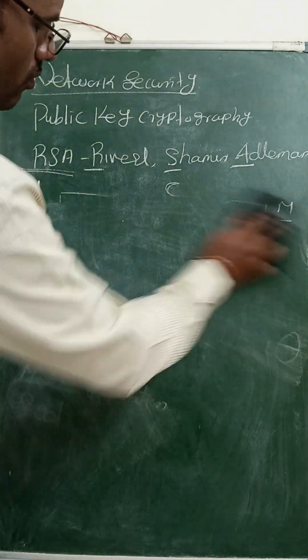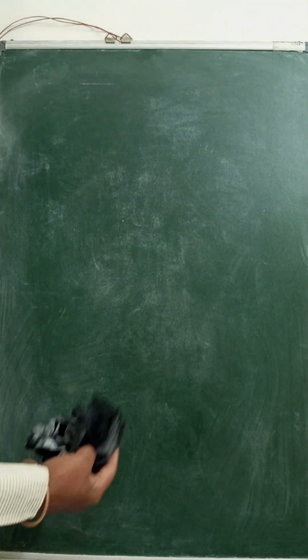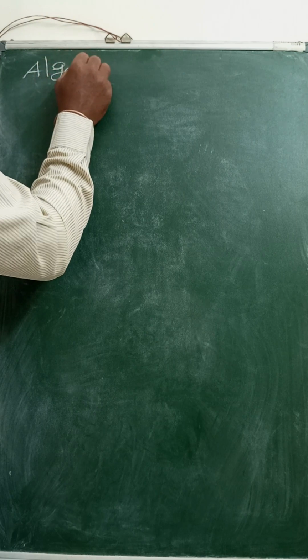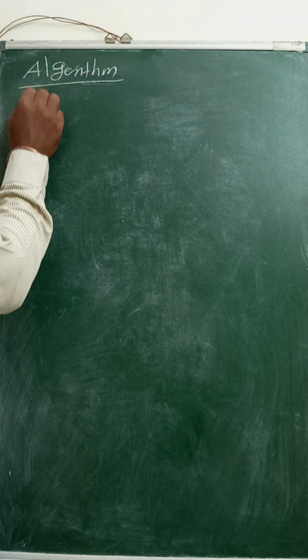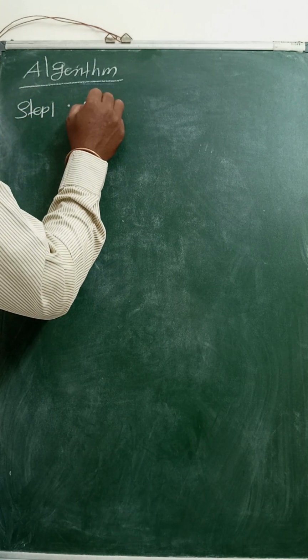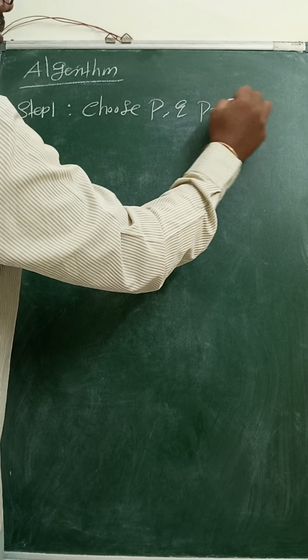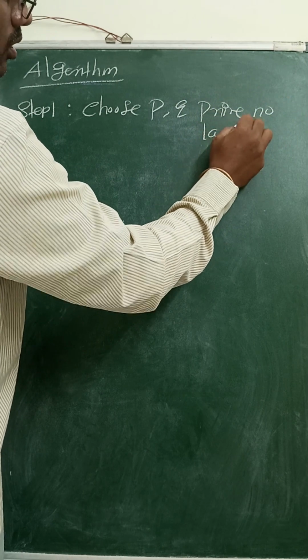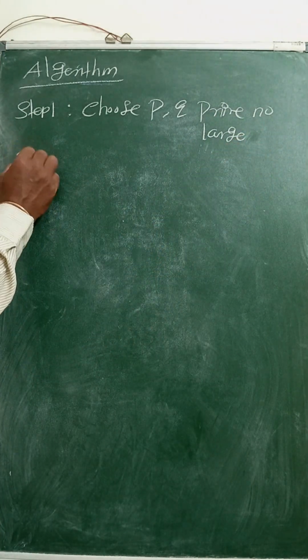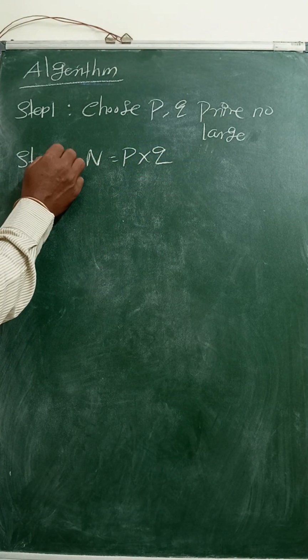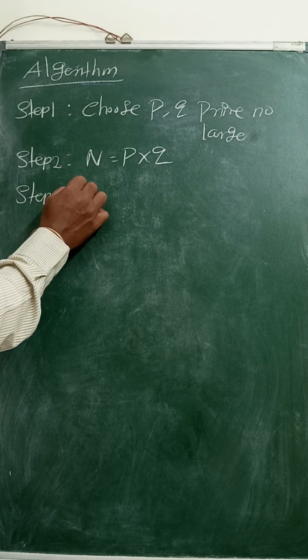Now we'll go to the algorithm and discuss its steps. RSA algorithm, step one: select two large prime numbers, choosing p and q as prime numbers, and they should be large primes. To solve it here, we take small numbers. Step two: calculate the product n equal to p into q.